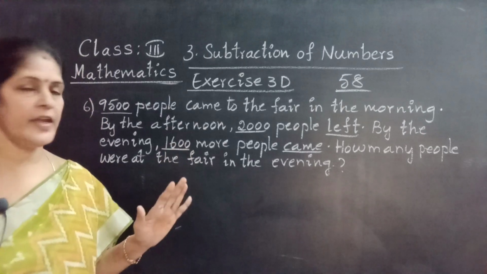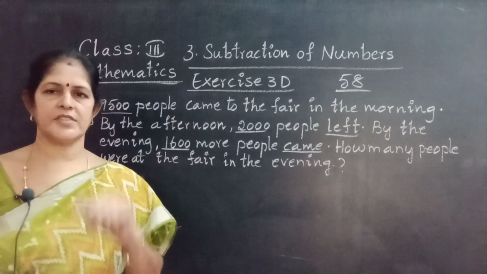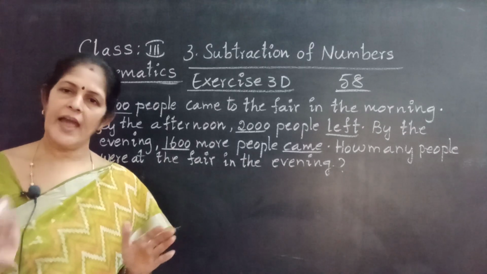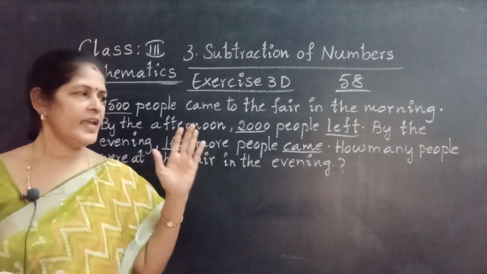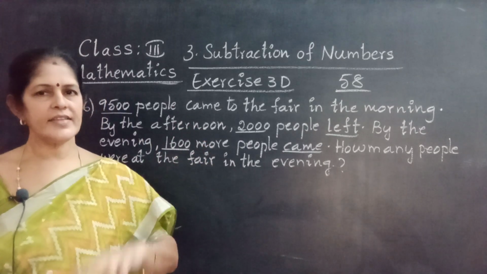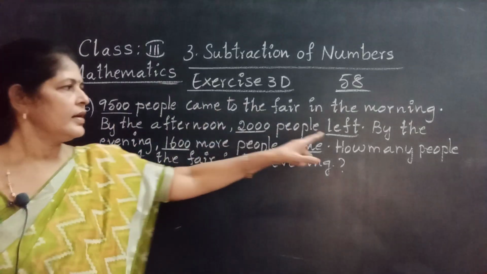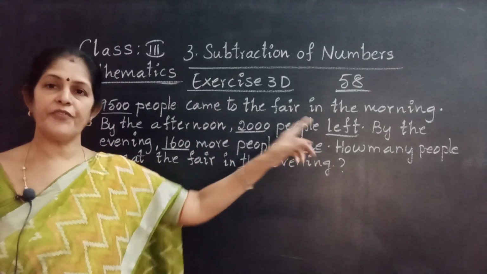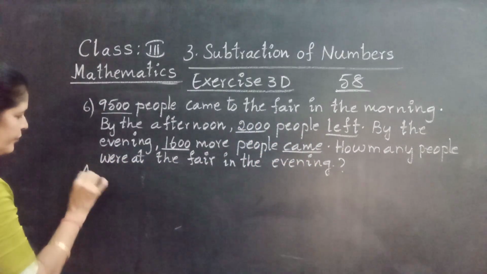Here, this is a word problem involving two steps. That means two additions, or addition and subtraction. Okay? Here we are going to use first subtraction, next addition. See why? Total people left. Left is a subtraction word.